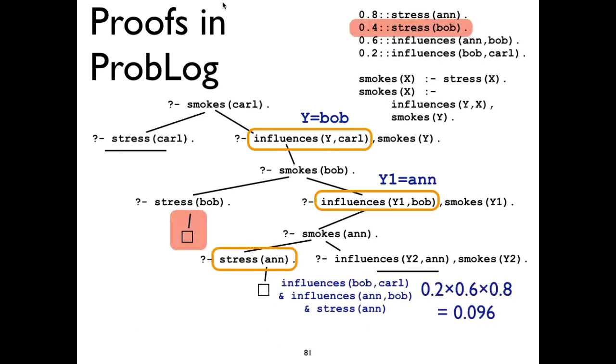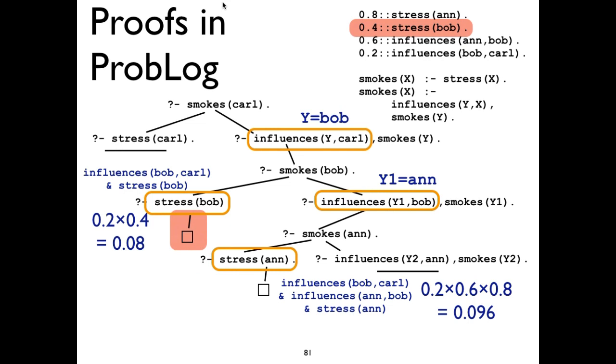Let's now, however, add a second fact: Bob being stressed. If I add a second fact, then I get a second proof here. I have the original proof that remains, and I have a second proof. At this stage it is pretty tempting to say, let's look at the probability of this proof and the probability of that proof, simply add them up, and that's going to give me the probability of smokes. Is this correct? Yes or no?